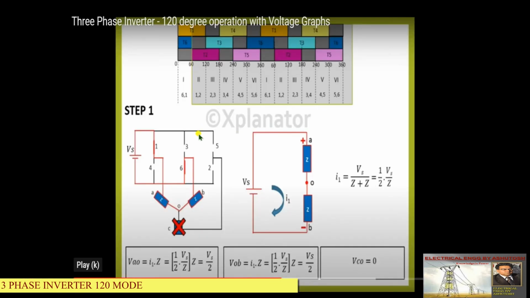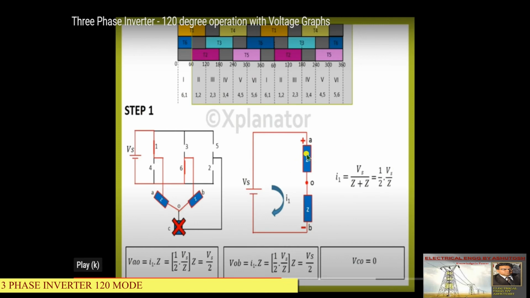You can see in the first phase, number 6 and number 1 IGBTs are operating. So this is branch A, this is branch B, both will be connected in the circuit. Branch C is disconnected. So we have connected A and B. AO, this is the impedance or resistance. Now we have divided the voltage. You can divide by the voltage division method.